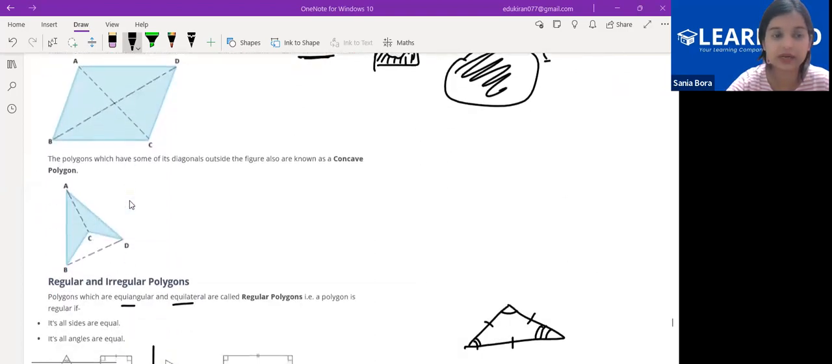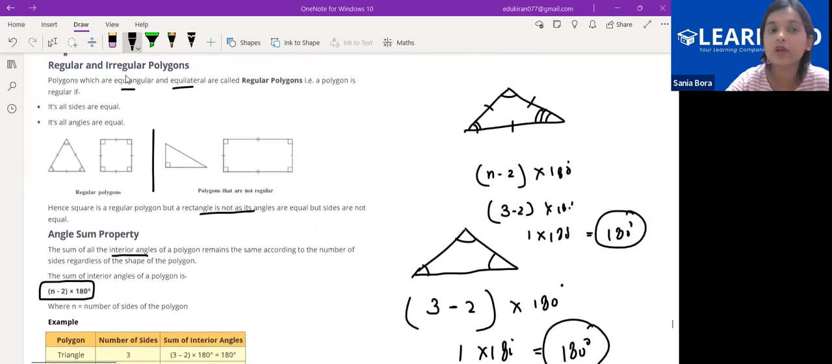So you people will start writing from here. Regular and irregular polygons, right? Polygons which are equiangular and equilateral are called regular. That means it has equal sides and equal angles. They are regular. And the polygons that don't have equal sides and equal angles, they are irregular.